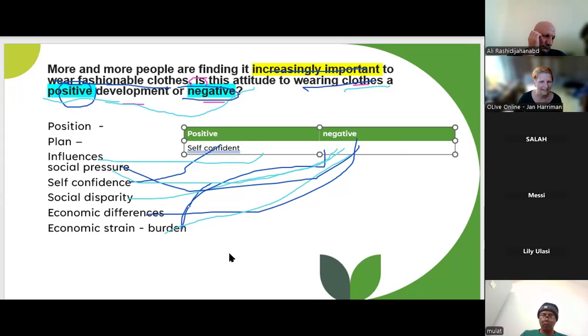Good job. Okay. Excellent. So once again, I'm going to ask, do you have a position statement? What do you think? Is it positive or negative, or does it have a bit of both? What do you think overall is the increasing importance of fashionable clothing, a positive or negative development? Okay, good, Sella. How would you say it? How would you write that? Try a sentence.